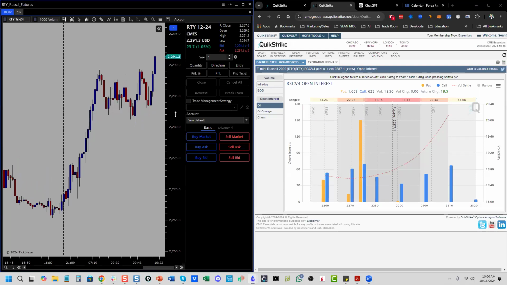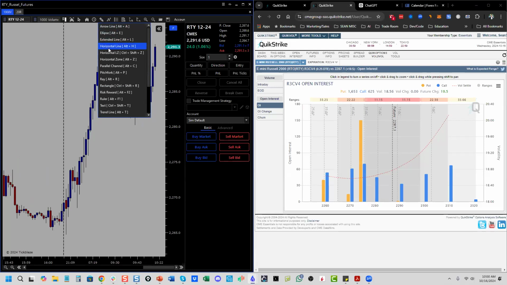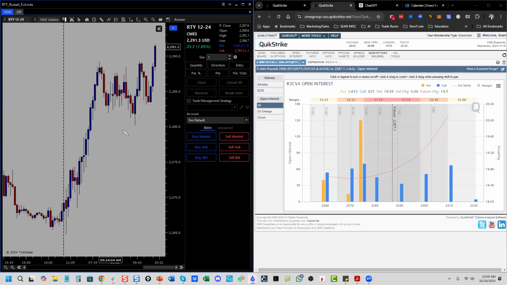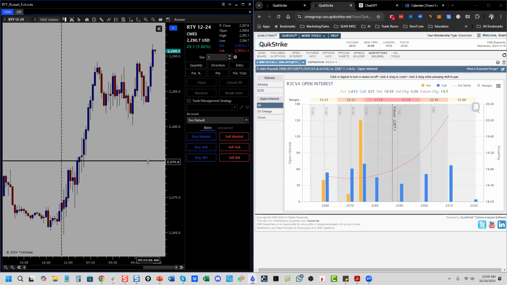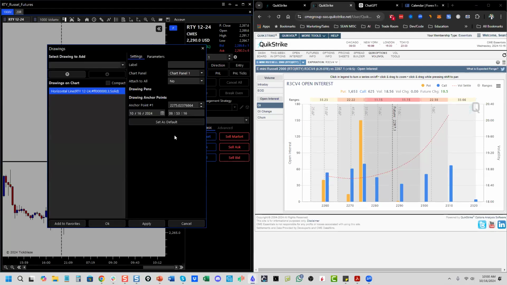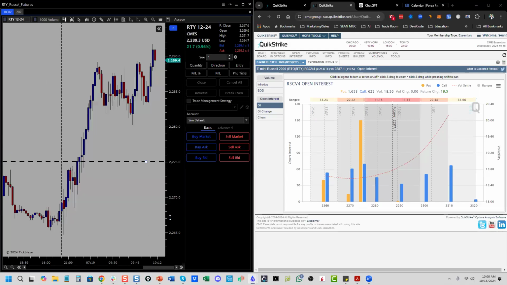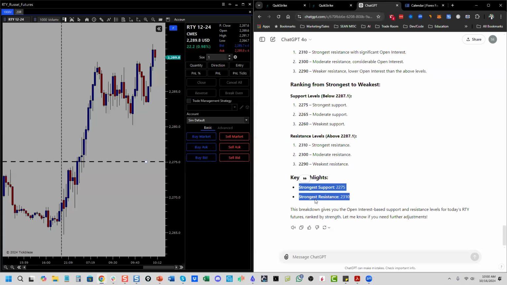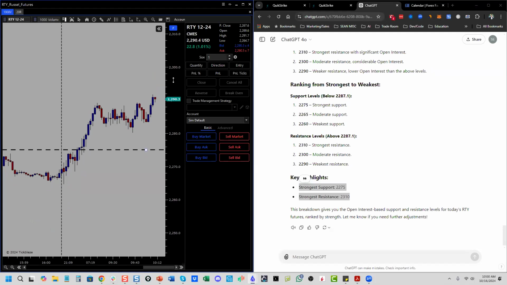Let's put it down there. That's this wall. We never got there. That's fine. That's the wall. The big wall. Okay, that's the big wall. And then the next one, it tells me the big resistance at 2310. Good to know.